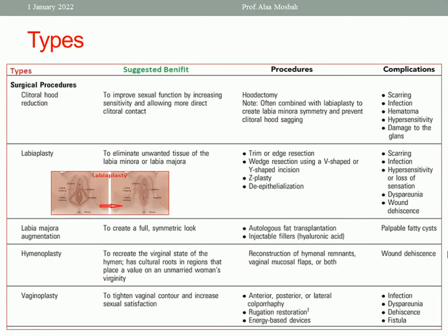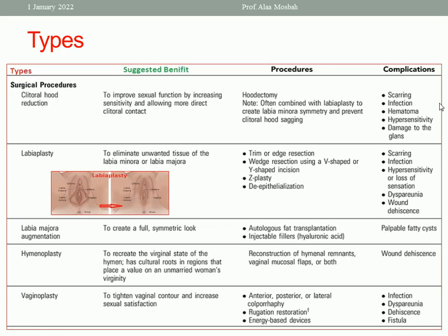Look at this table, please. These are different surgical procedures, their types, the suggested benefits, the procedure, and the complications. Let us start with clitoral hood reduction. It may improve sexual function by increasing sensitivity and allowing more direct clitoral contact. The procedure is done by hoodectomy, but sometimes associated with labiaplasty to create labia minora symmetry and prevent clitoral hood sagging. But complications should be considered, like scarring, infection, hematoma, hypersensitivity, and damage to the glands.